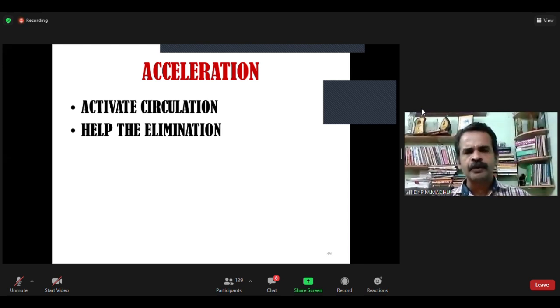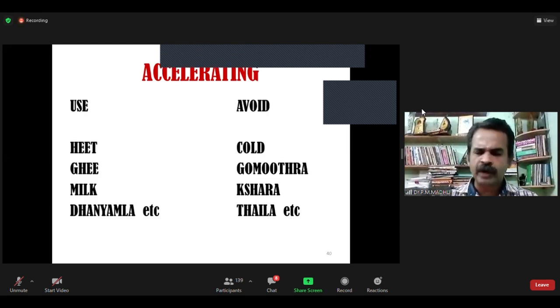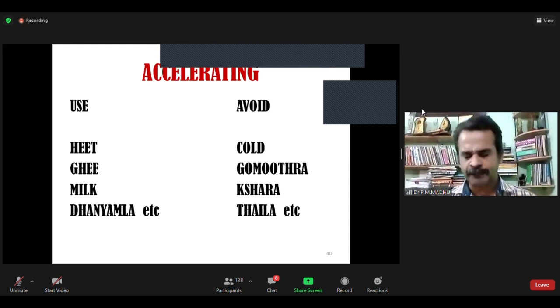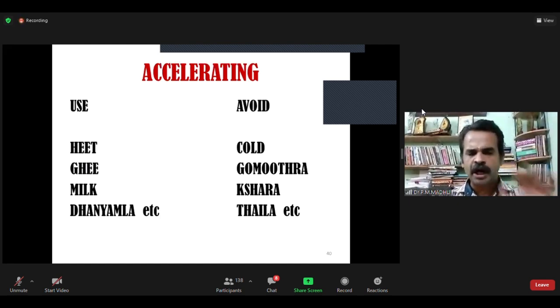For that we have to give warm Kashayas and warm Sheeta Kashayas, or Dhanyamla or ghee preparations like that. We have to avoid cold applications. Cold, Sheeta Stambhane. Cold will cause stagnation at the level. So cold applications should be avoided and warm applications are very suitable for that.